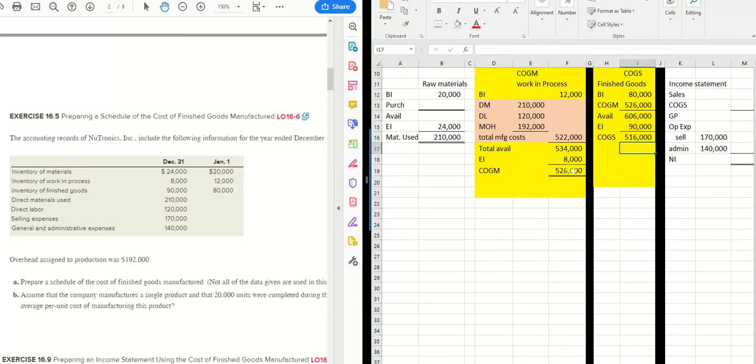This particular problem didn't ask for this one. I could back into it because I know available minus ending inventory is materials used. So I know 234 minus 24 is 210. Now I can back into purchases. I know that I started with 20 and I bought some and I got 234. So if it asks for a materials use statement, I've got that one.